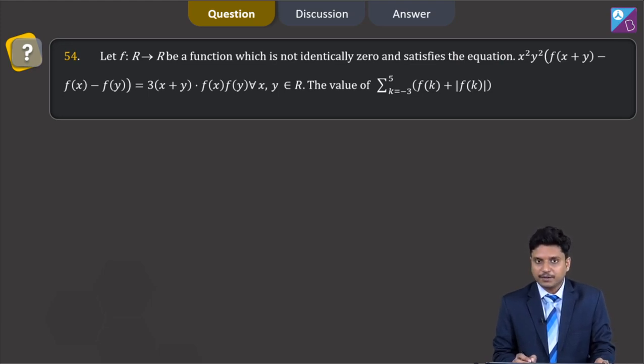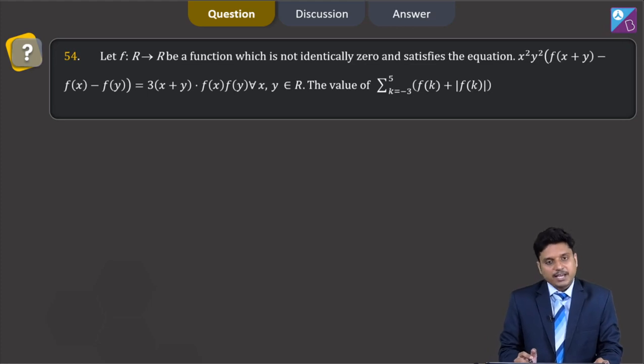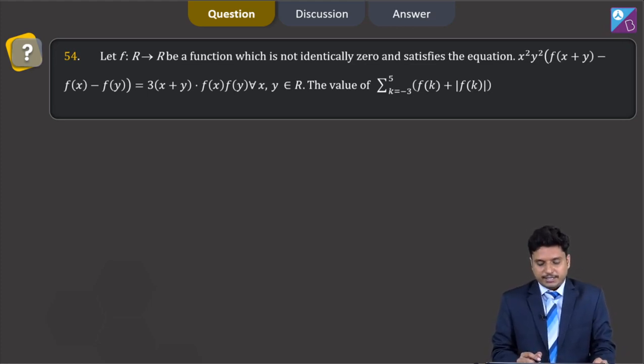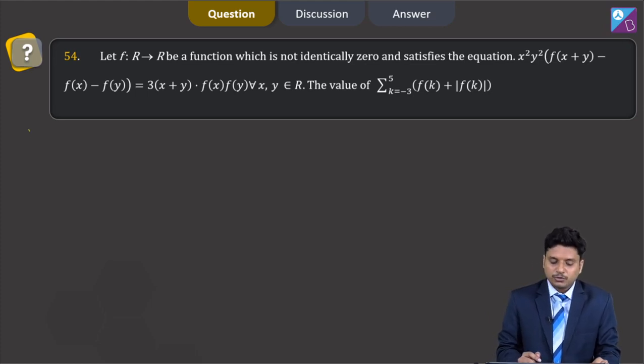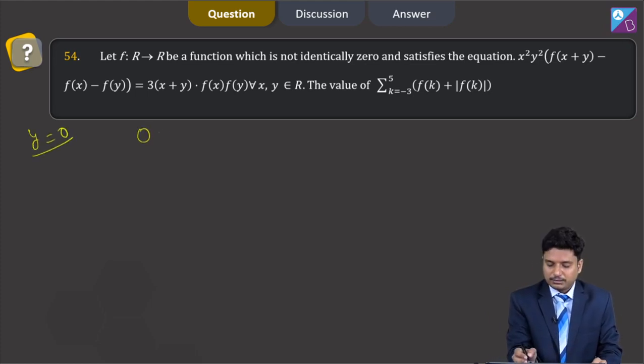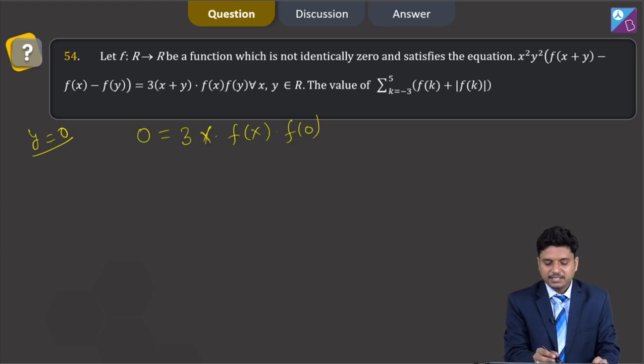But for finding the function fx, we should try to minimize the number of variables involved, because in this case x and y, these two are actually involved. We should try to reduce them first, like only x is there, only y is there, then only we can comment easily about the nature of fx. So what is happening, the left hand side is actually 0, nothing to write actually, and in the right hand side we will get 3 into x into f of x into f of 0. As you can see, fx is not identically 0, that means f0 must be equal to 0.